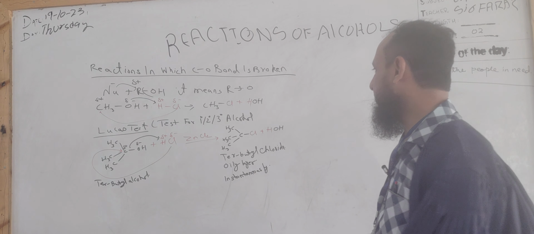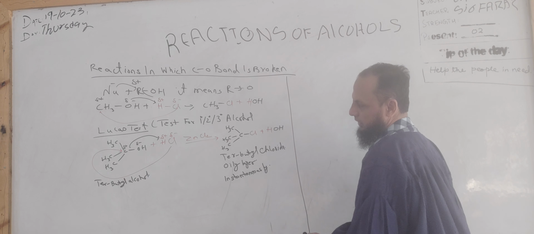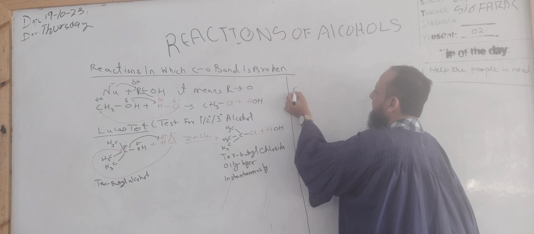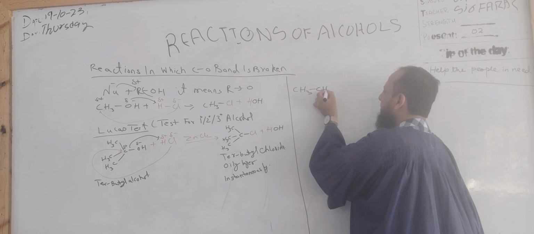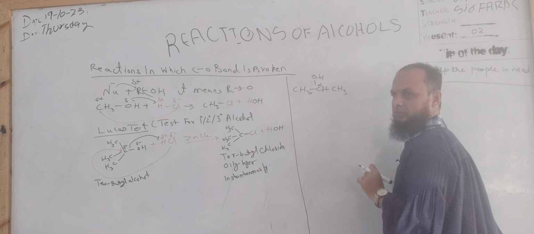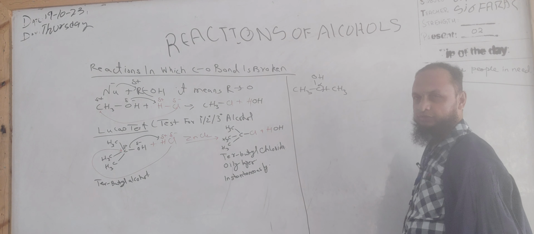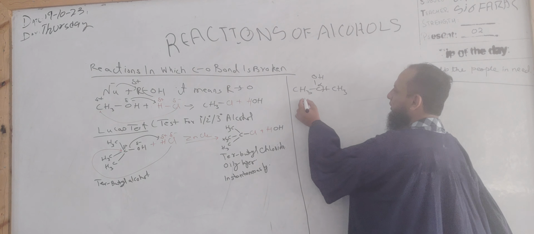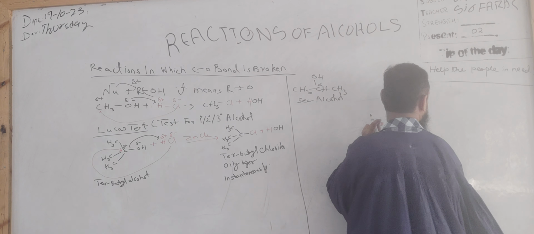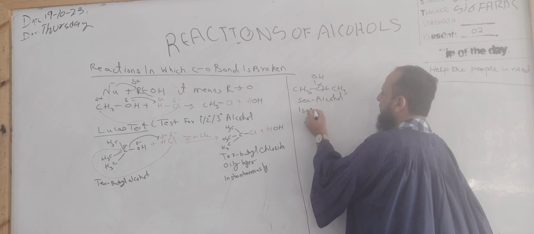Okay? For example, we do not get the oily layer, so we will wait for a while. Had it not been this alcohol, had it been isopropyl alcohol, for example, CH3CHOHCH3, now this is a secondary alcohol. The functional group on the alpha carbon is attached with 2 carbon chains. So this is a secondary alcohol, or we can also say it is isopropyl alcohol.